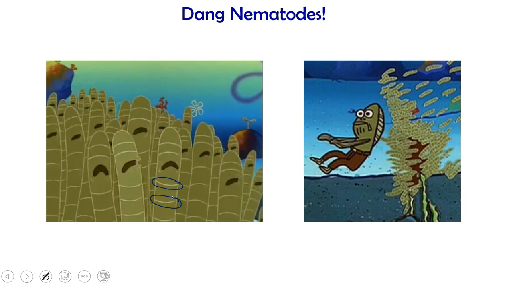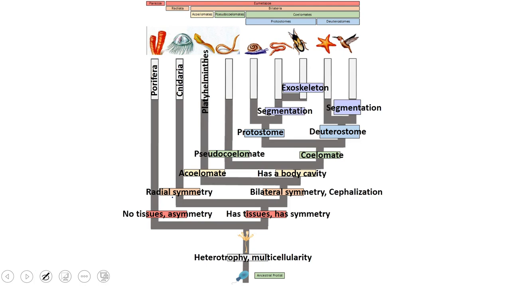If we come to our cladogram, we're going to put our nematodes right here. And we can see that, like our platyhelminthes, they have bilateral symmetry and cephalization. However, they have a body cavity, whereas the platyhelminthes do not. And specifically, our nematodes are pseudocoelomates, meaning they have a fluid-filled body cavity, but that body cavity is not lined with tissue.